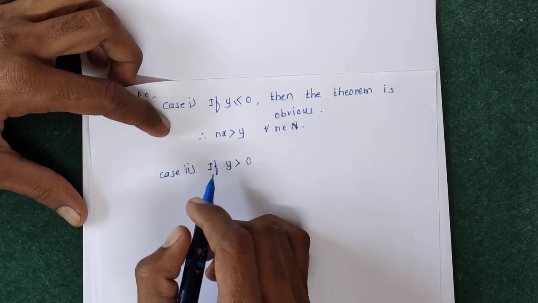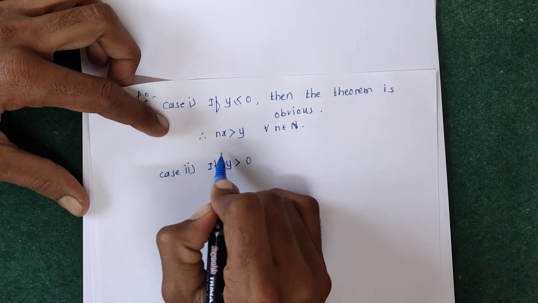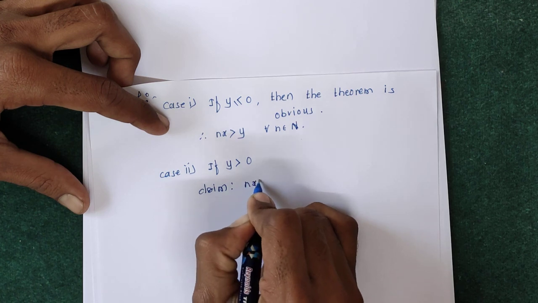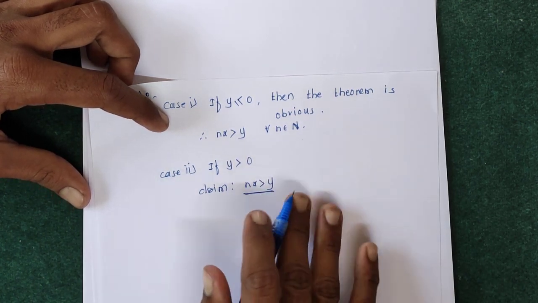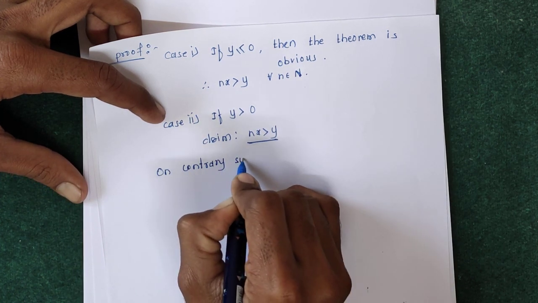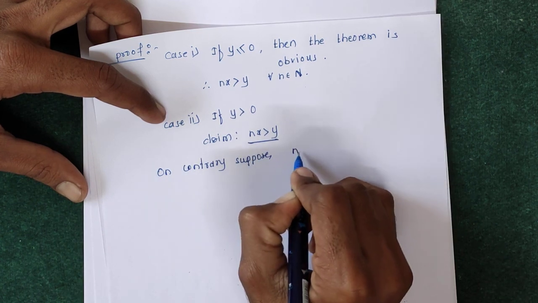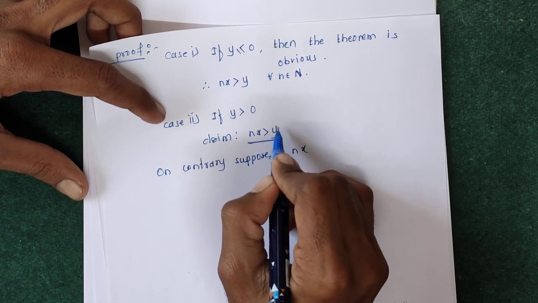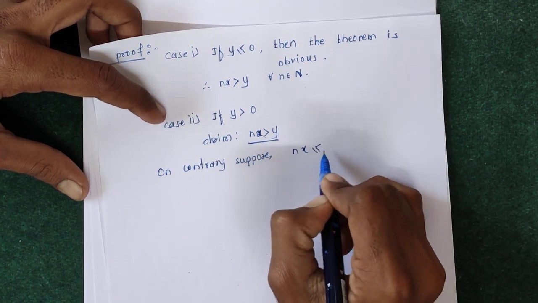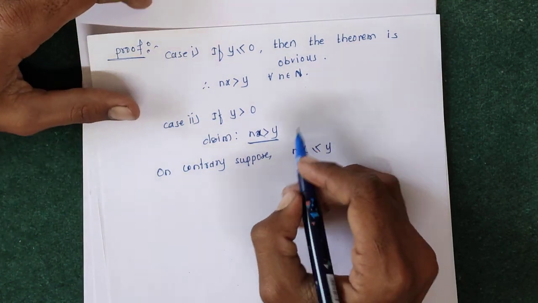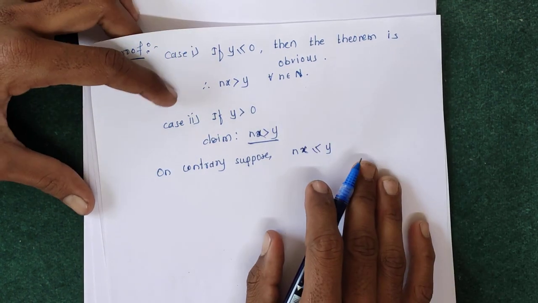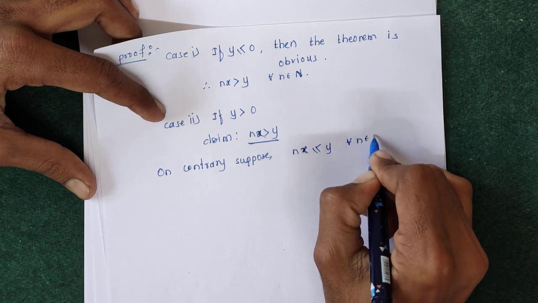Now, we will prove this result by contradiction. In the second case we have taken y greater than 0, and our claim is nx is greater than y. On the contrary, we will suppose the opposite result, that nx is less than or equal to y for all n belonging to the set of natural numbers.